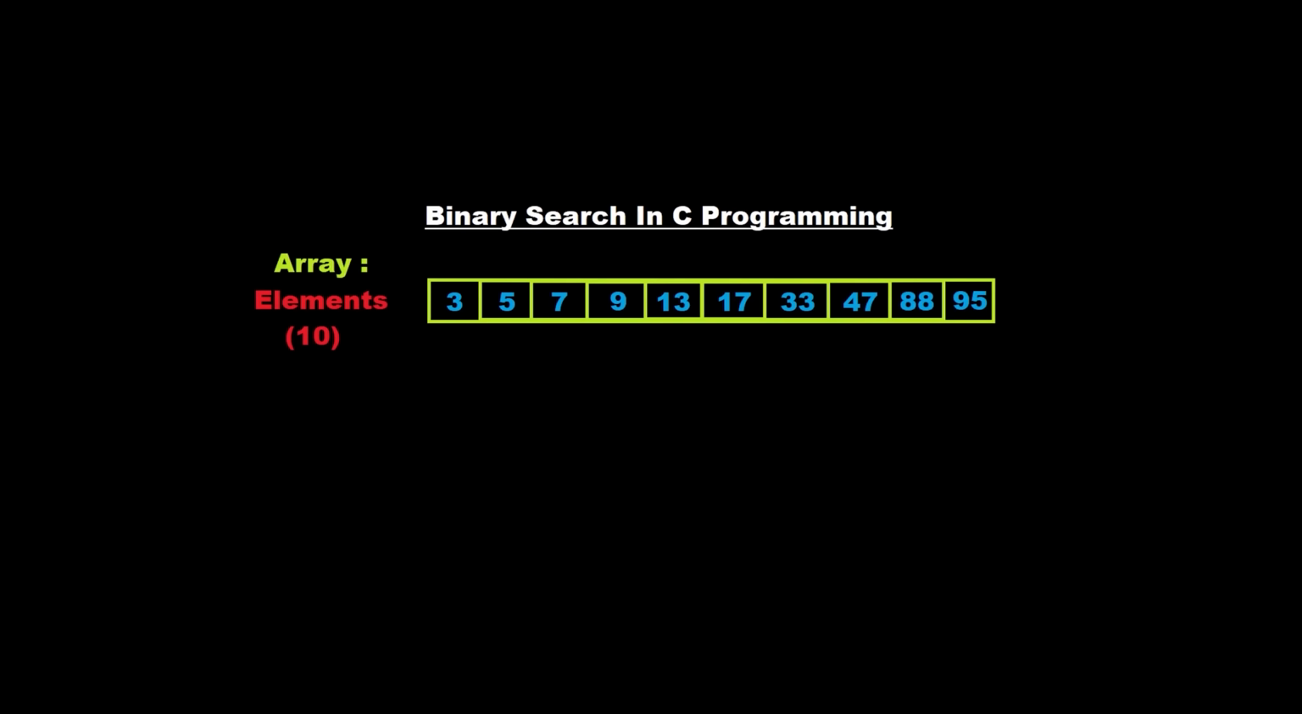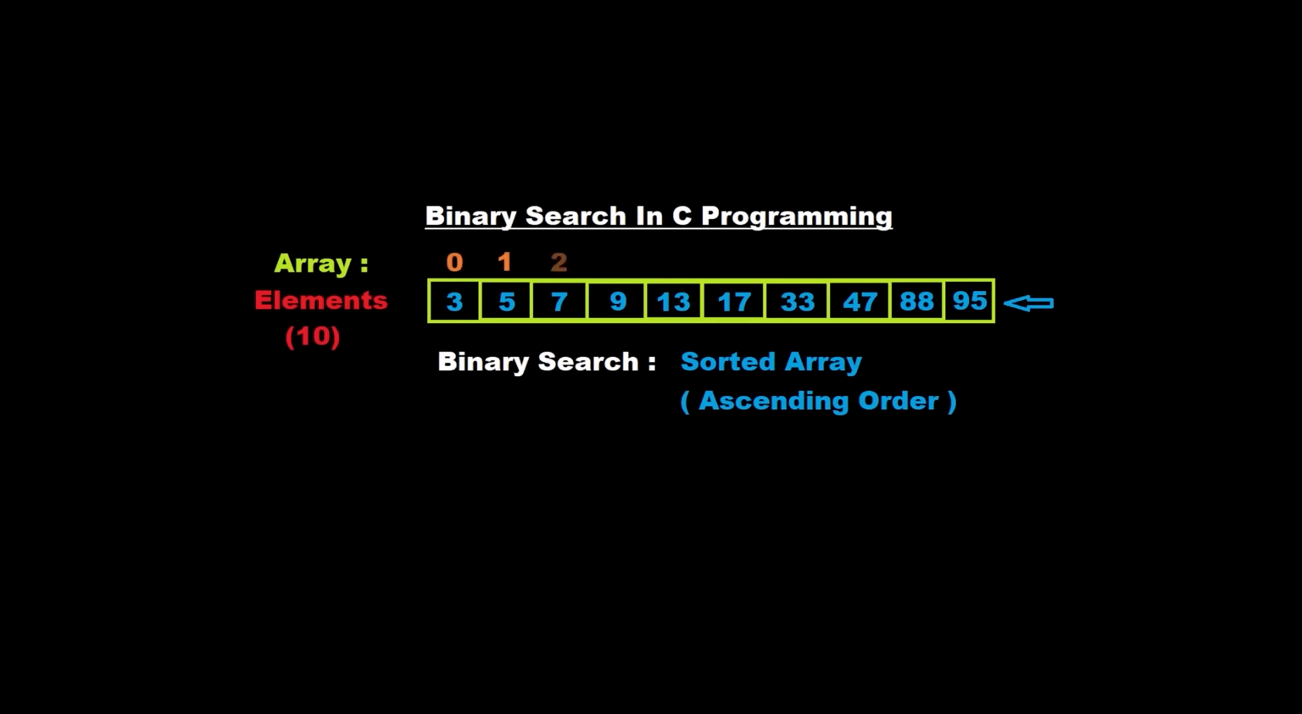So before starting this search, I want to mention one very important thing, which is binary search can be performed only in a sorted array. So as you can see in the screen, this is a sorted array. All the elements are arranged in an ascending order. So here you can see that the indexing starts from 0 and goes on till 9. So here the array size is 10.